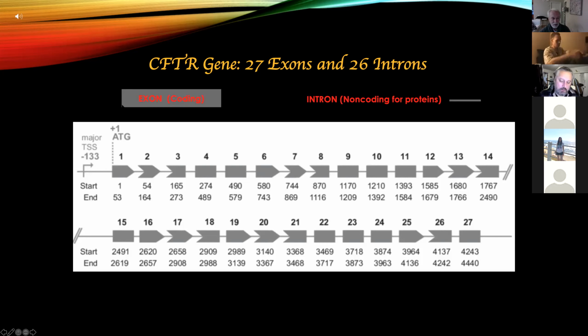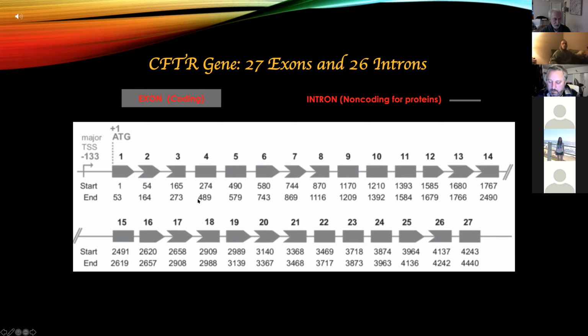So what are introns? This slide shows exons as wide gray bands and introns as narrow gray bands. CFTR has 27 exons and 26 introns. You can see them all lined up in a row. And the reason there's always one more exon in any gene than there are introns is because the gene has to start at some point, and it starts in an exon. And it has to end at some point, and it must end in an exon. So there's always one more exon than introns.